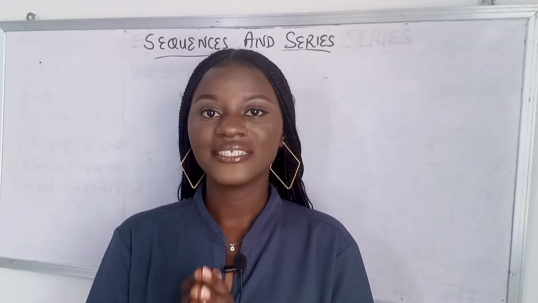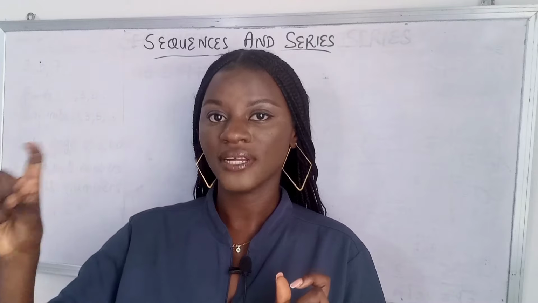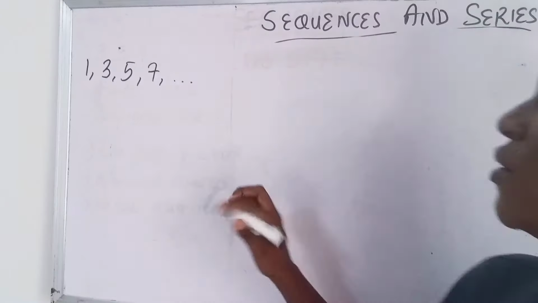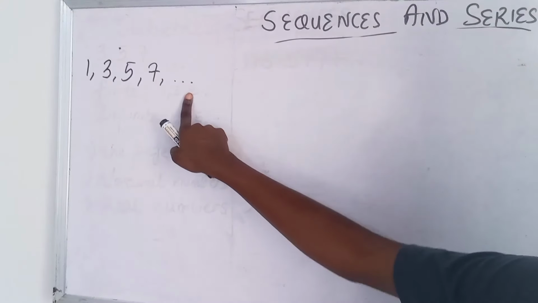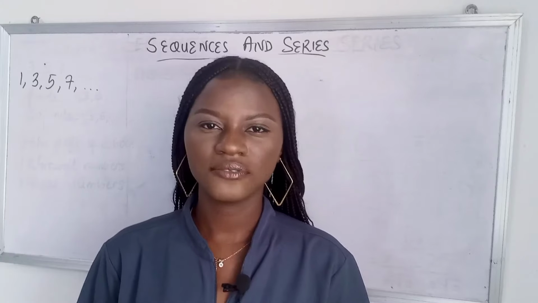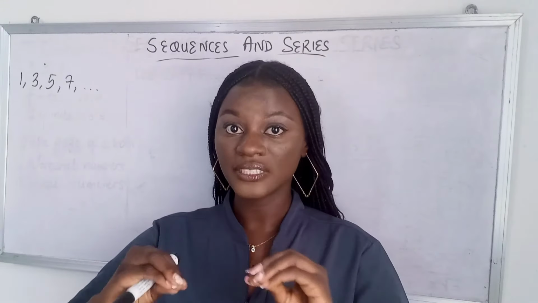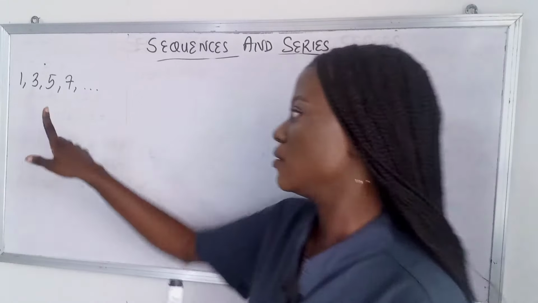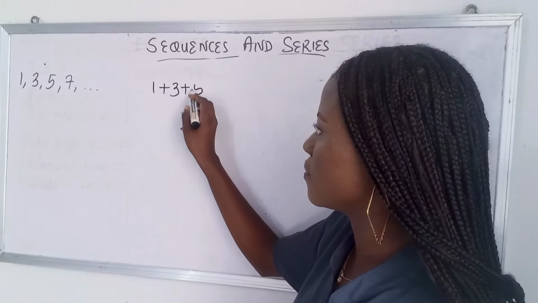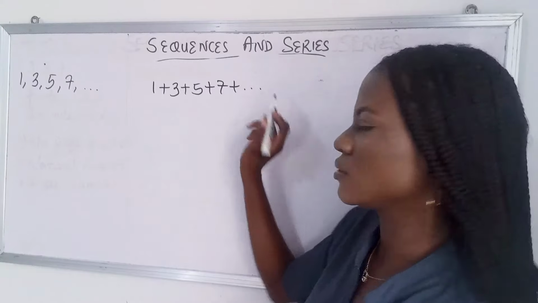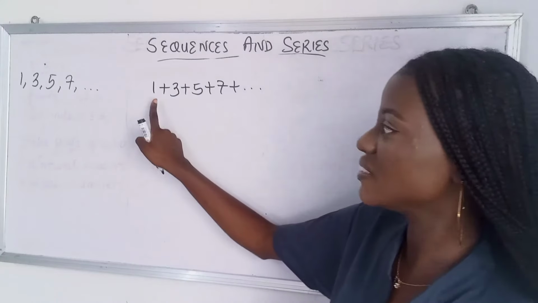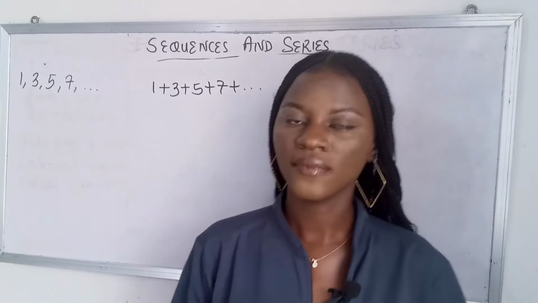So sequence is any quantity or number in an ordered manner, either going in an ascending manner or in a descending manner. Now let's write and see what we mean. This ellipsis means it continues. So this is a sequence, continuously going in an ordered manner. A series is the sum of the terms of a sequence. What do we mean? You have this to be your sequence. Now for your series, it is 1 plus 3 plus 5 plus 7 plus, continuing. So you see that for a sequence, you have a comma in between separating the terms, but for a series, you have an addition separating them. Do you get what I'm saying?